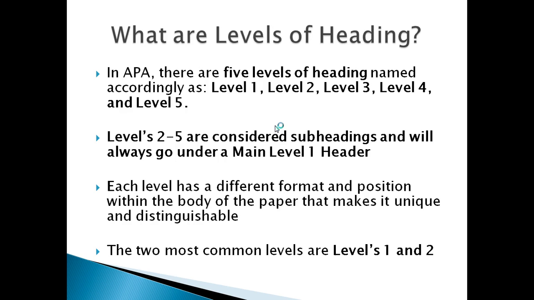Level 1 is a main heading, whereas levels 2 through 5 are considered subheadings, which will go under the main level 1 header. To separate each level, each has a different format and position within the body of the paper that makes it unique and distinguishable. And the 2 most common levels that you'll probably use are levels 1 and 2.